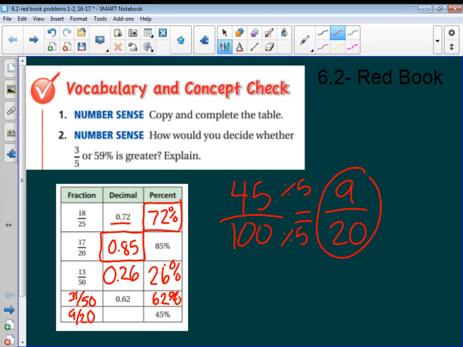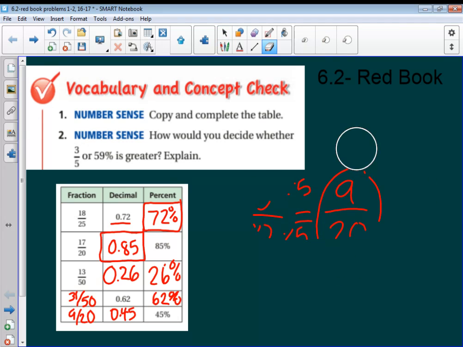And then if I continue that out, I can either take 9 divided by 20, which will equal 0.45, or I can take 45 divided by 100, which will also give me the same answer because they are all equal. So then my decimal is 0.45. Nice. All right, so now I have my table all filled out.